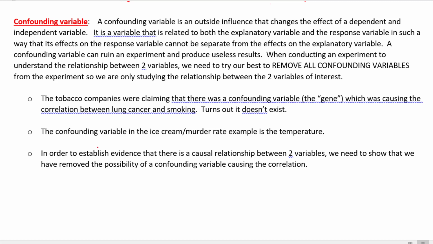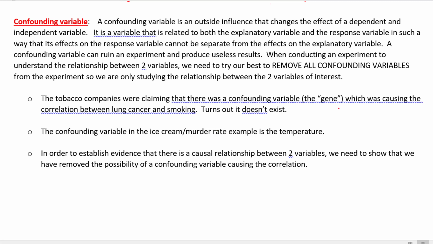Another example, the confounding variable in the ice cream murder rate example is the temperature. It turns out the increased temperature would cause the increase in ice cream consumption, and the increased temperature would cause the increase in the murder rate. Therefore, you would definitely see a correlation, an association, between the ice cream rate and the murder rate. But it's not that the ice cream rate is causing the murder rate changes. It's the temperature that was doing it. It was the confounding variable of temperature that was causing that correlation.